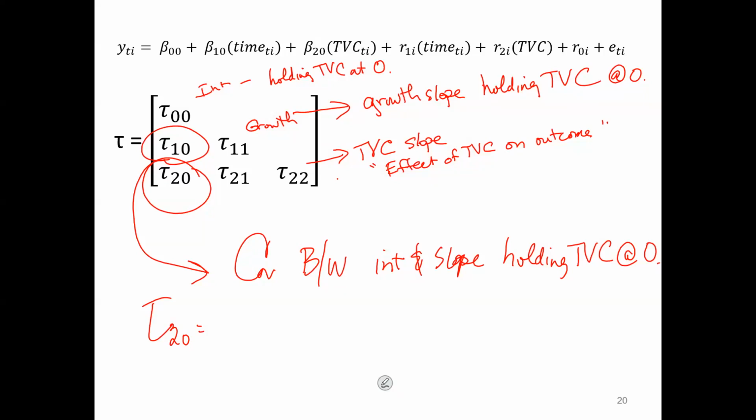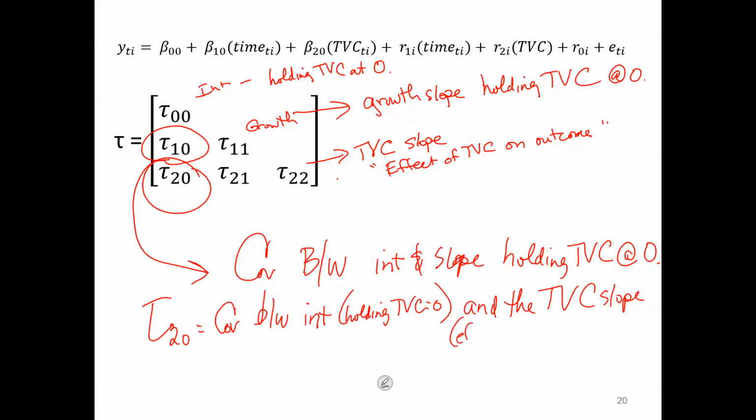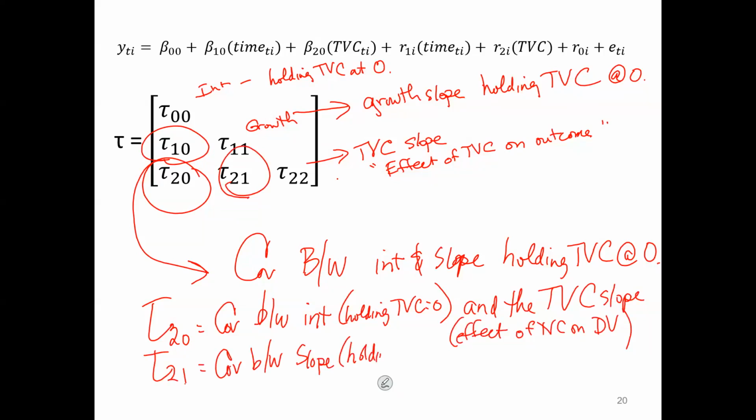Yeah. So this is the standardized covariance between the intercept, with the time varying covariate at 0, and the time varying covariate slope, which again is the effect of the time varying covariate on the outcome. And finally, tau 21 is the covariance between the slope, with the time varying covariate at 0, and the time varying covariate slope, which again is the effect of the time varying covariate on the outcome.